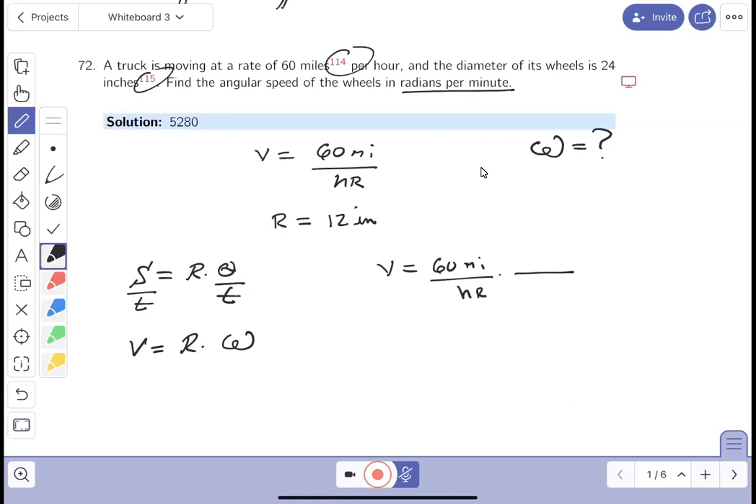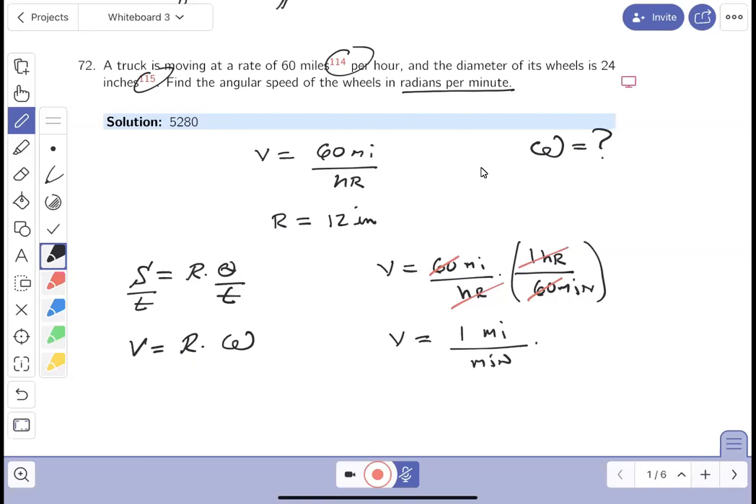So let's take a look. Let's do hours to minutes first. In every 1 hour, there's 60 minutes, and that's what's known as a unit conversion factor. The hours cancel off, and that's good news. The 60 cancels off too. So V would be 1 mile every minute. Well, I kind of knew that.